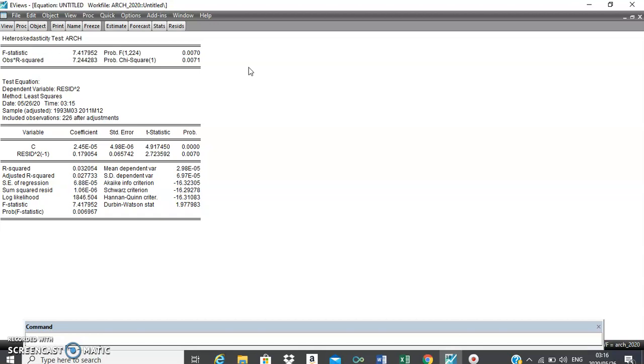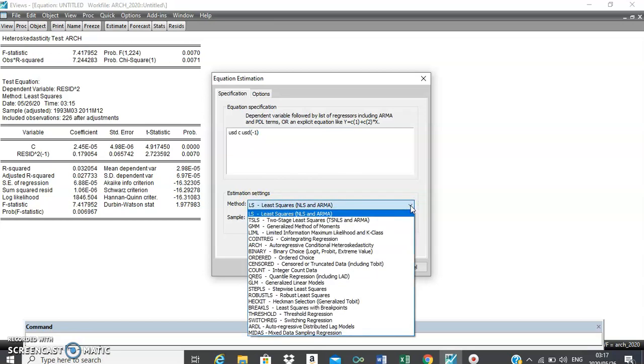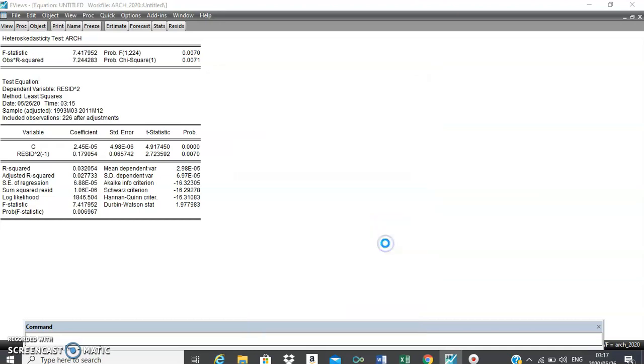Now that we know that there is the presence of the ARCH effect, it means that we can go ahead and estimate the ARCH model. How do we do that? While we are on that, we can just click on Estimate, and while we are on Estimate, we come here to change the method of estimation. We click there, and we can see here we have ARCH, autoregressive conditional heteroscedasticity. So we choose that.